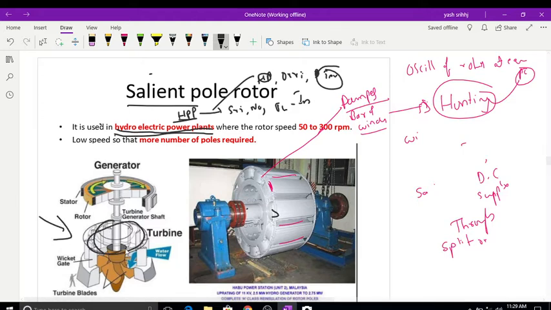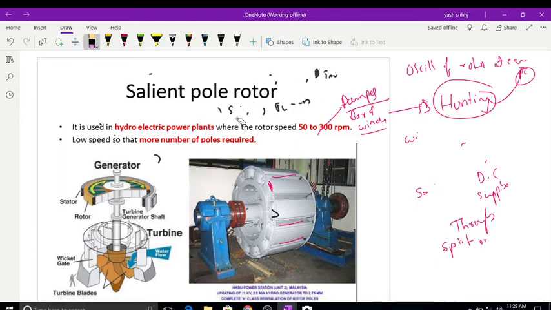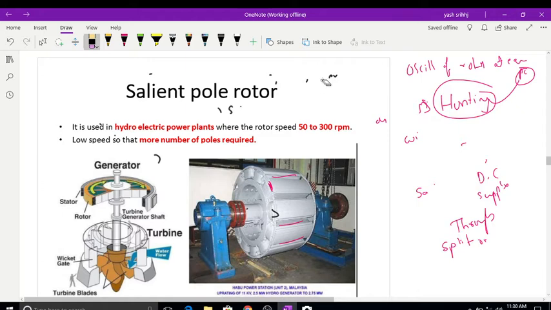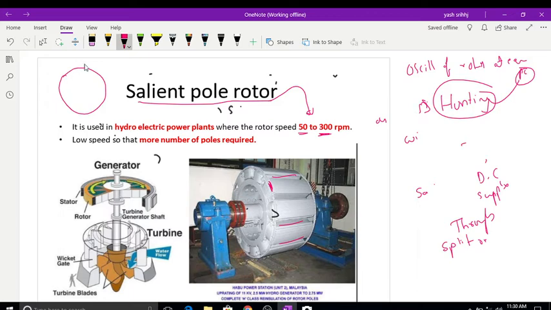This is the turbine, and these turbines are mechanically coupled to the alternator. This alternator's rotor is a salient pole type of rotor. The salient pole type of rotor is used in hydroelectric power plants because it is suitable for low speeds, 50 to 300 rpm. Why? Because the diameter is more, and also the rotor poles are projected outside like this.